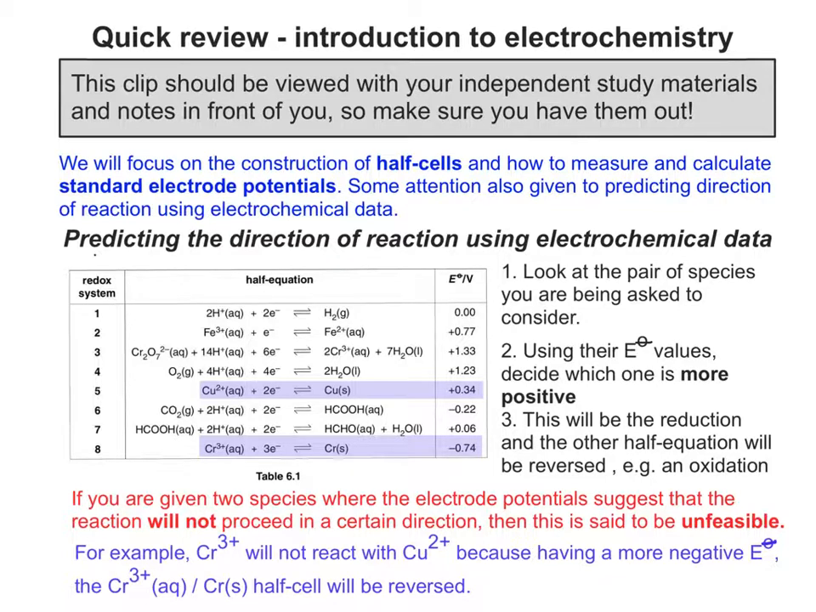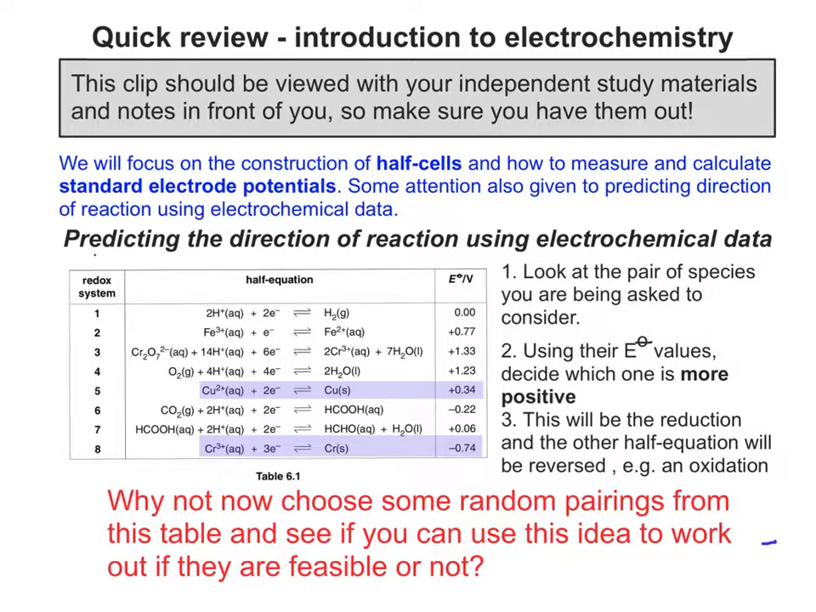Although I've just introduced maybe a slightly more challenging idea in terms of reaction prediction, I will cover this in a separate clip, but I did say at the beginning that I'd make some mention of it, so that's what I've just done. It might be worth having a look at some typical examples and maybe even choosing some pairings from this table and seeing if you can work out what direction the reaction will go in. I'll leave that with you as a little exercise to practice this idea.